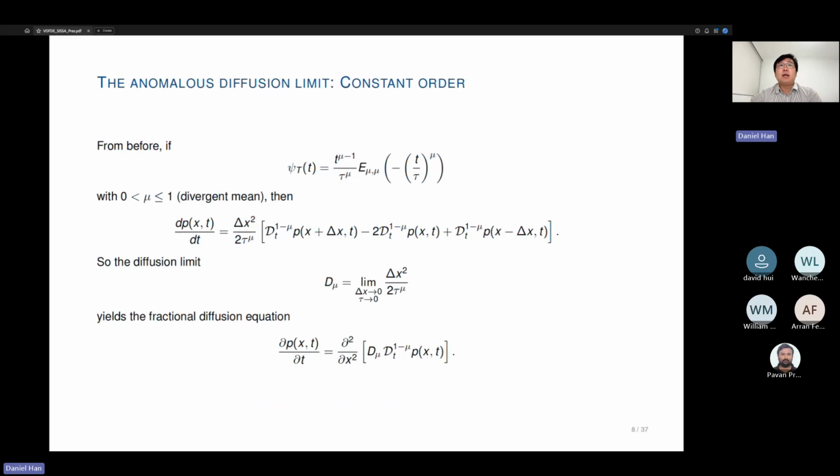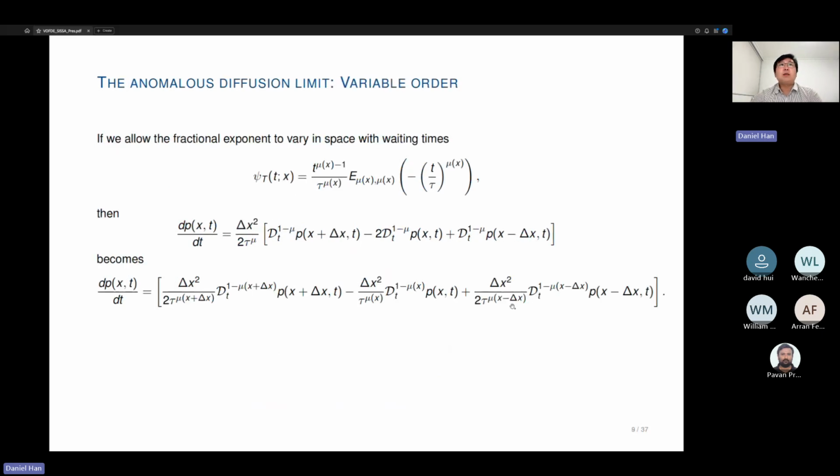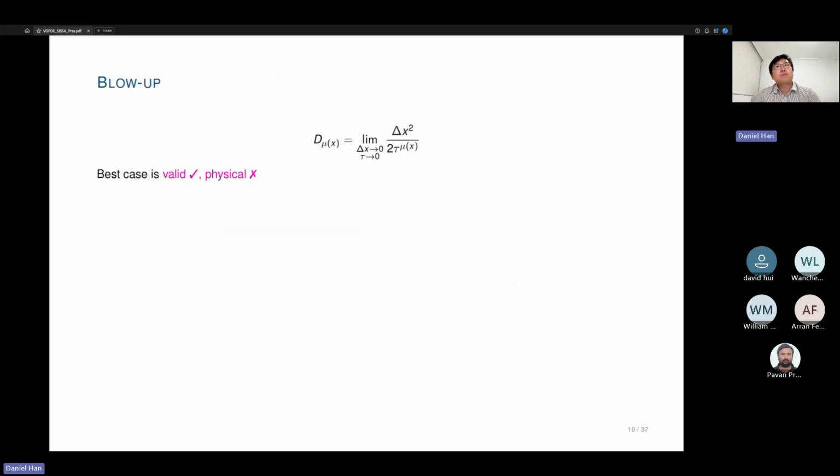It also doesn't go to 0, and it yields the fractional diffusion equation. Now what we're going to do is say, okay, well, let mu depend on x. Now can we take the same limit? From previously, the discrete space governing equation then becomes, now all the mu terms, the fractional exponent terms, become dependent on x. And the question now is, if my denominator has a tau to the power of mu as a function of x, does that limit, tau goes to 0, still hold for all positions of x? Okay. And I'm going to show you now that it doesn't, and actually we see a blow up.